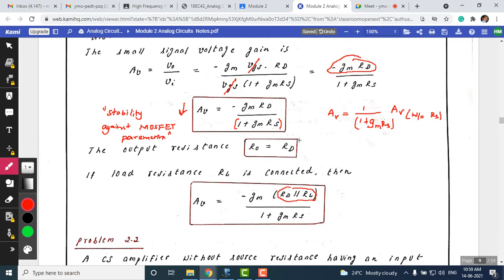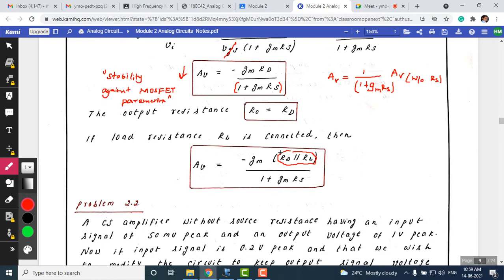Output resistance is equal to the drain resistance Rd. Many times you get confused with subscripts here. You should be careful about that. This is Ro, the output resistance, which is equal to the drain resistance. The output resistance of the common source amplifier with Rs, not without Rs, is equal to Rd. And if load resistance RL is connected, then the output voltage gain equation will change. This is the equation for voltage gain with RL.